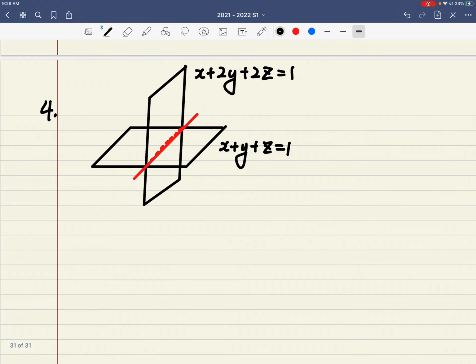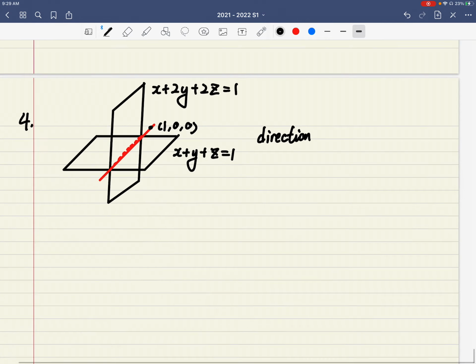Okay, first you need to find a point on their intersection. So you need to find an XYZ that satisfies these two equations at the same time. Okay, you don't have to solve it systematically. You can quickly observe that if y and z are both 0, x is 1, right? It's a point satisfying both equations. So 1, 0, 0 must be on the line. You found a point on the line. Okay, then you need to find the direction of the line. What's the direction of the line?